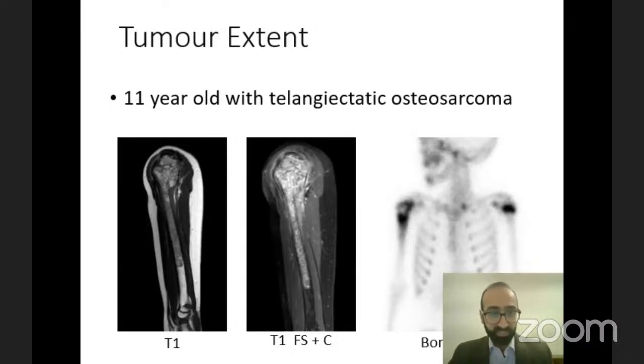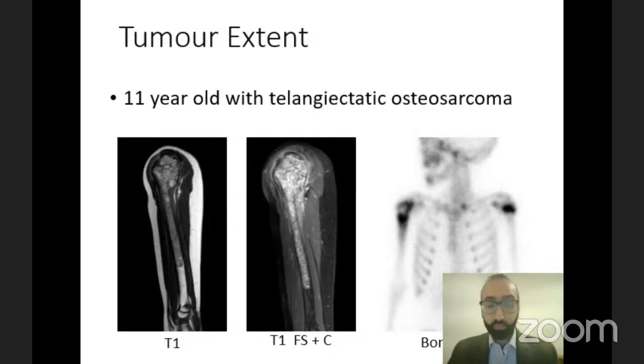This is a telangiectatic osteosarcoma, so you'll note on the T1 image on the left, there are actually some fluid levels, and there's some high signal in this because there's some blood products in this tumor in the proximal humerus, and it looks like it extends quite well down the shaft. But you'll notice that on the bone scan, the area of bone turnover is not quite so extensive. It's very difficult in some cases to know whether or not to believe the bone scan or the MRI.